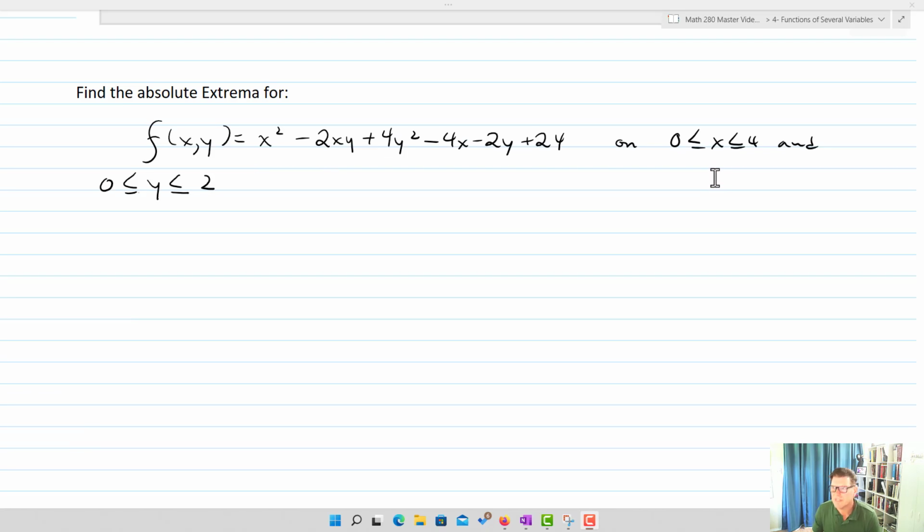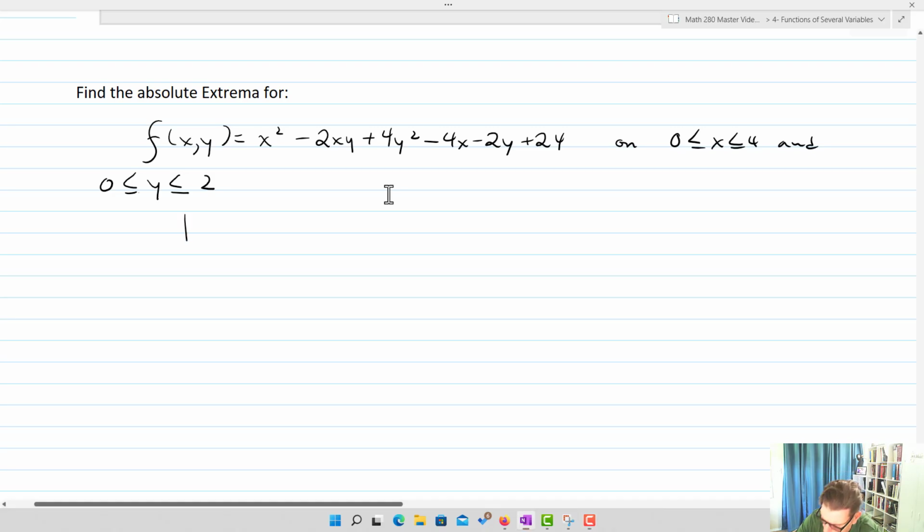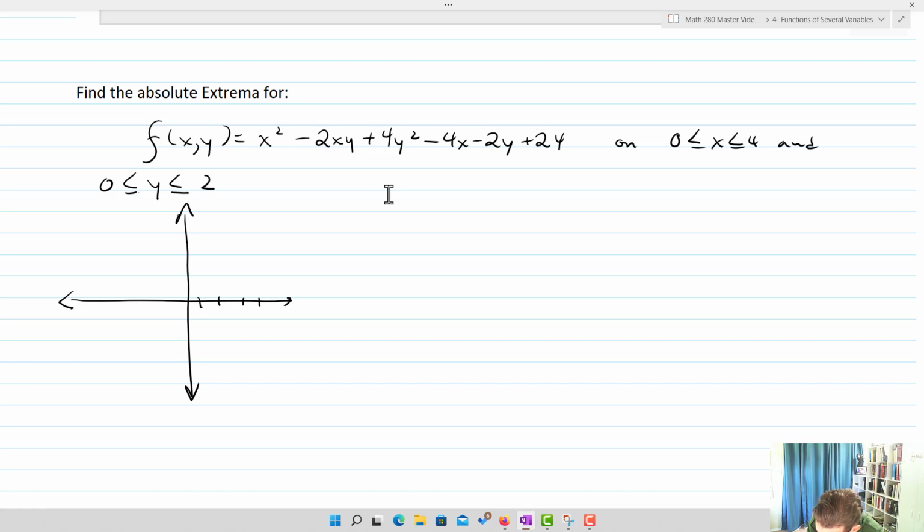So let's find the absolute extrema for f of x y equals x squared minus 2xy plus 4y squared minus 4x minus 2y plus 24. Our boundaries are basically a square bounded by x between 0 and 4 and y between 0 and 2. If you imagine a graph in the xy plane, with 1, 2, 3, 4 and then 1, 2, it's going to be inside of this box. That's the domain for the function.